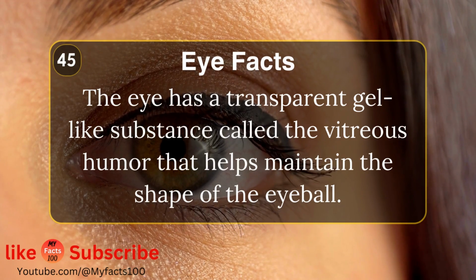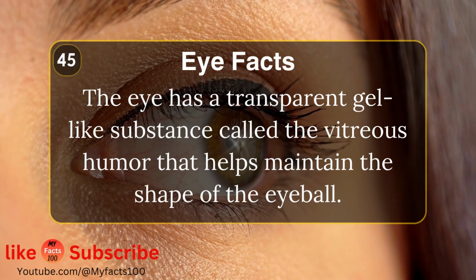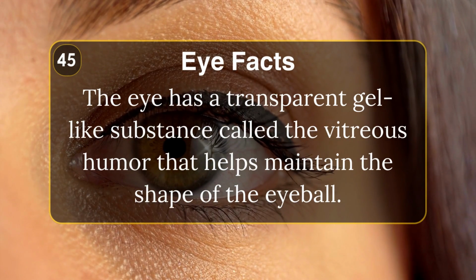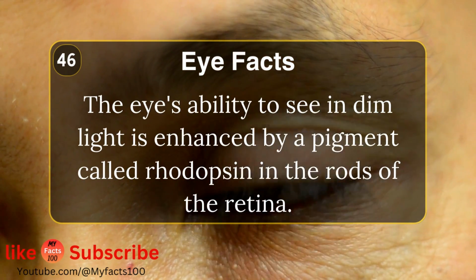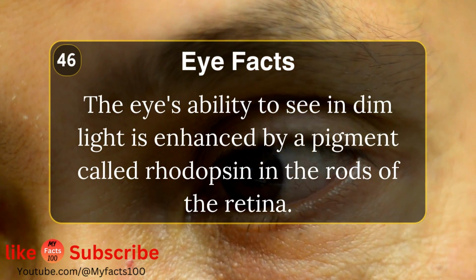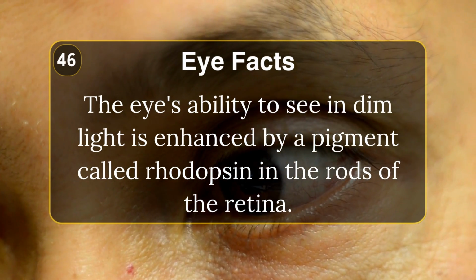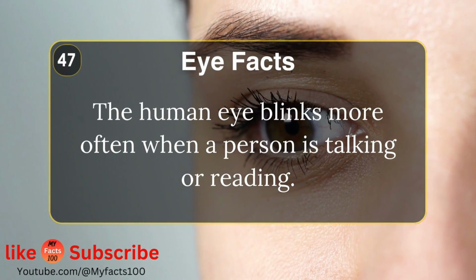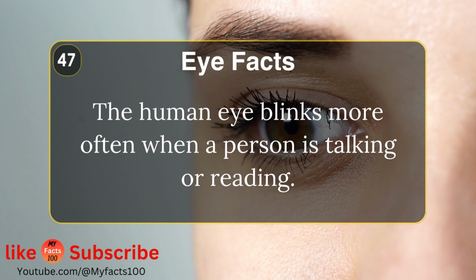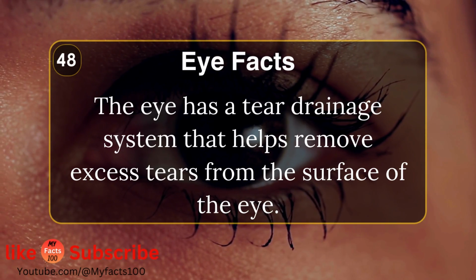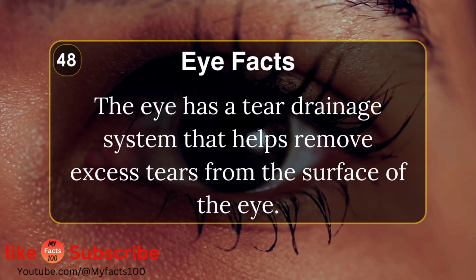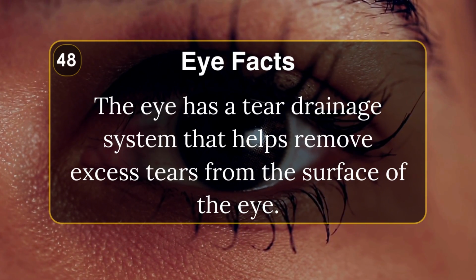The eye has a transparent gel-like substance called the vitreous humor that helps maintain the shape of the eyeball. The eye's ability to see in dim light is enhanced by a pigment called rhodopsin in the rods of the retina. The human eye blinks more often when a person is talking or reading. The eye has a tear drainage system that helps remove excess tears from the surface of the eye.